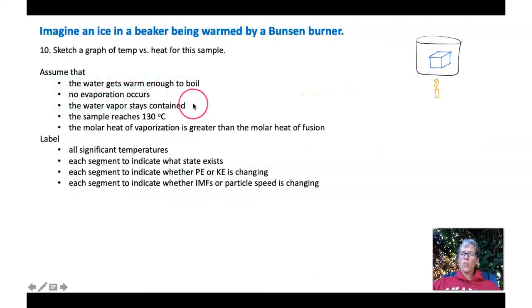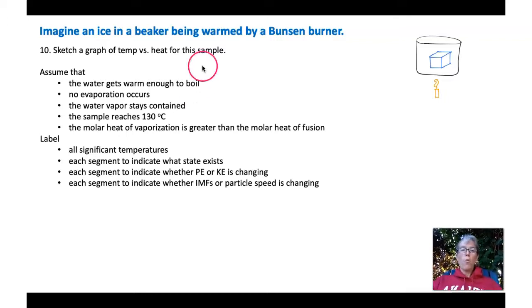Okay, last question. This kind of brings it all together. Now we've got an ice cube in a beaker and it's being warmed by a Bunsen burner. I'd like you to sketch a graph of temperature versus heat for this sample. So let's make some assumptions. The water gets warm enough to boil, but evaporation does not occur. Let's also assume the water vapor stays contained so that the sample can reach 130 degrees Celsius.